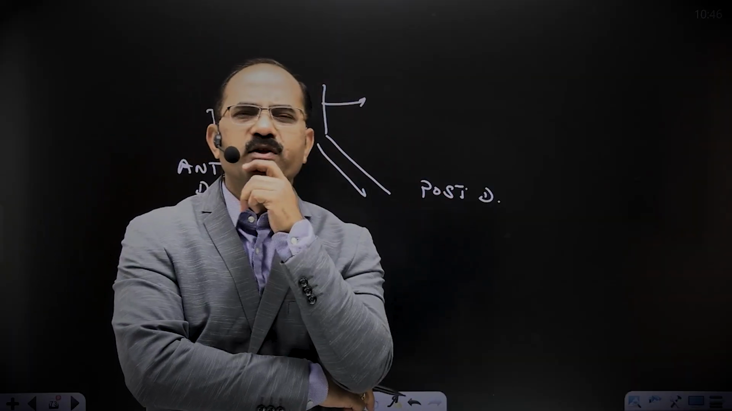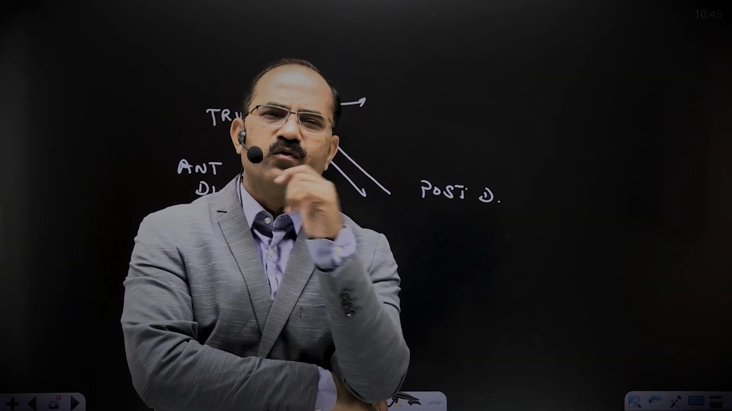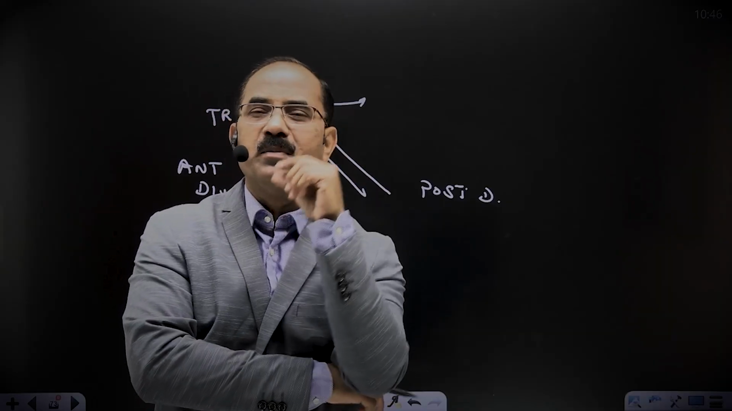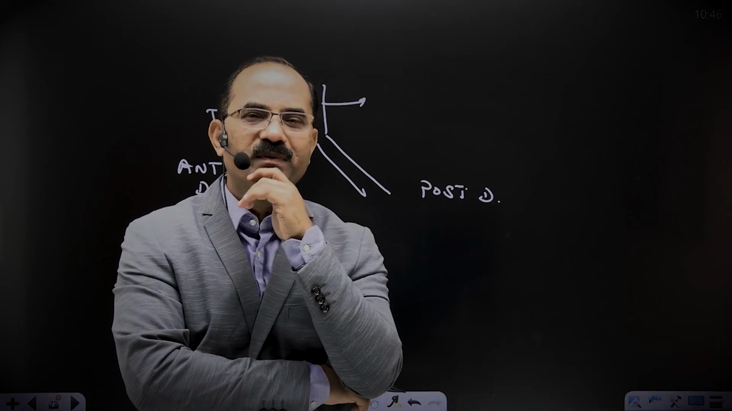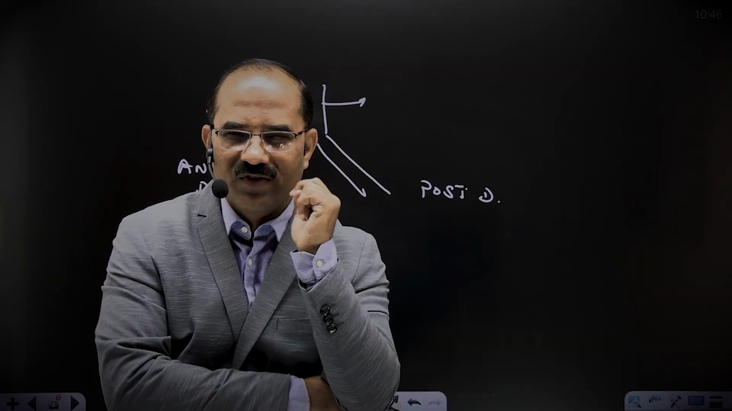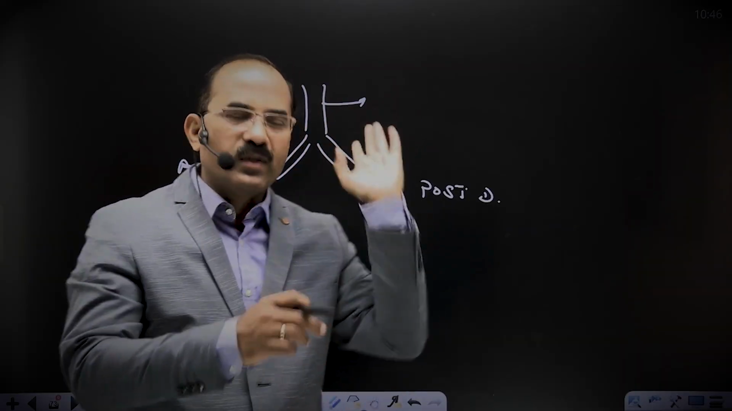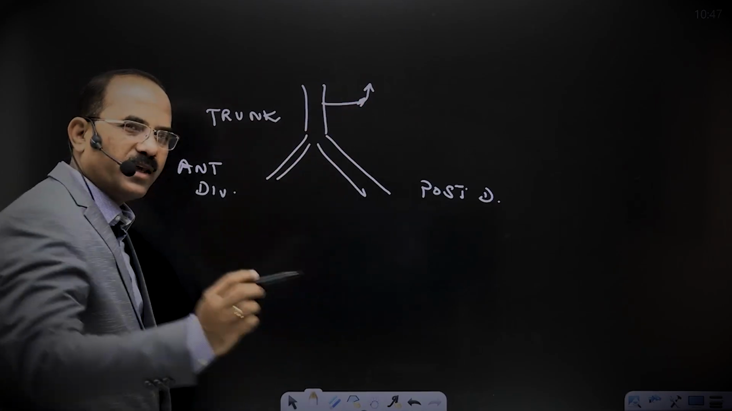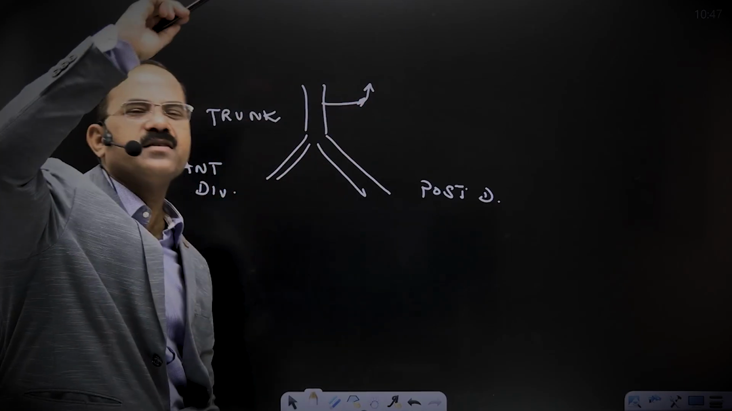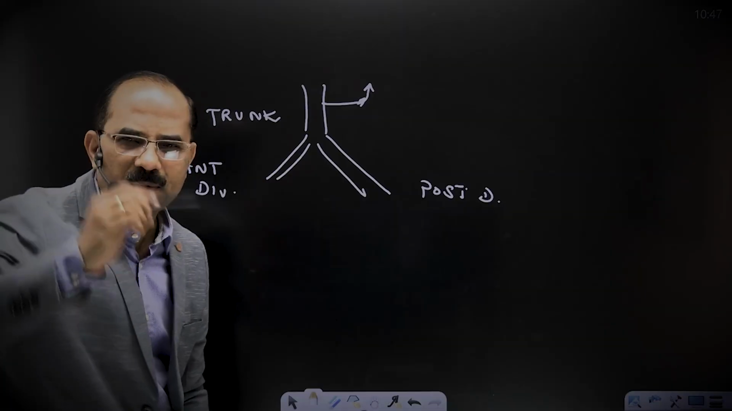Now, what would the nerve do? Would the nerve go back to supply the meninges? No, the nerve won't go back, but the nerve would give a branch, right? Now, this branch would enter the skull through a foramen. Again, this nerve has to enter the skull to supply the meninges.